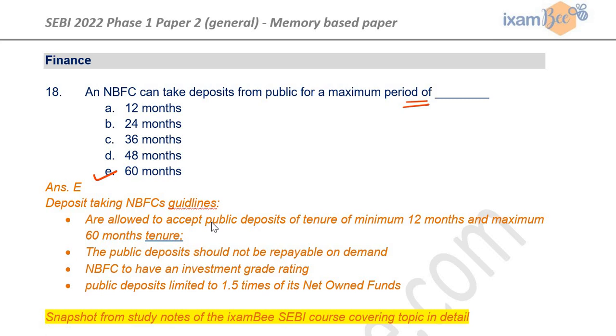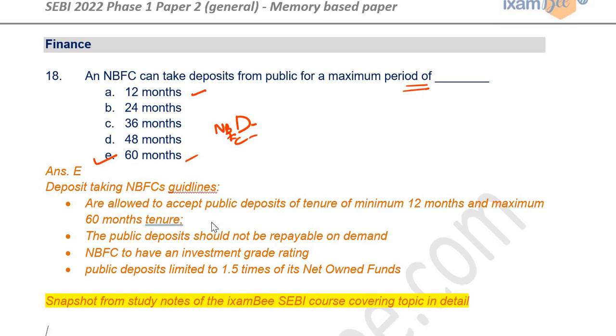60 months. So NBFCs can accept deposits only if they are deposit taking NBFCs given registration with RBI. They are allowed with a minimum period of 12 months and a maximum period of 60 months. There are other conditions they have to follow. That is, the deposits should not be repayable on demand. So only public term deposits can be raised by NBFCs. They should have an investment grade rating to be able to raise.